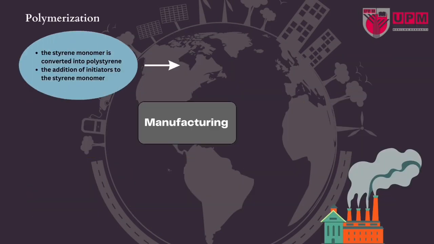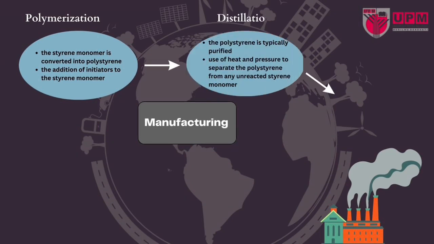Next, we will move to manufacturing processes in polystyrene. Firstly, polymerization. This is the process by which the styrene monomer is converted into polystyrene. It involves the addition of initiators to the styrene monomer, which causes the monomer molecules to link together and form long chains of polystyrene.